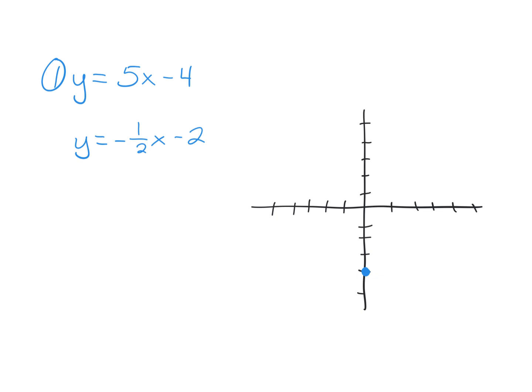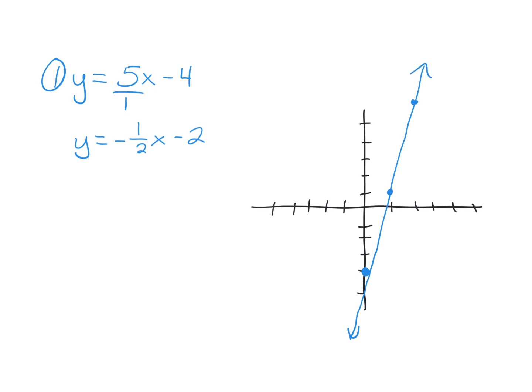How do I use the slope to get the rest of my points? Up 5 and then where? Over 1. Yep. Treat this as 5 over 1 if you ever have a whole number. Okay, so up 5 over 1. Can you keep going? No. Up 5 over 1. I'm just going to go one more to be safe. Yep. So go ahead and draw your line.